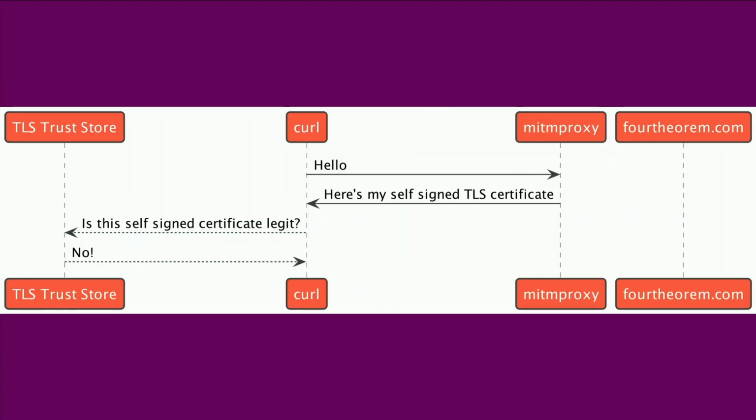Unfortunately, when you introduce mitmproxy as a man-in-the-middle, which is a thing TLS is explicitly designed to prevent, you make your request to the proxy, which gives back its own fake certificate. It's not for fourtheorem because it can't sign it, since it doesn't have the key. Curl goes back to the trust store and asks, is this a legit certificate from fourtheorem.com? The trust store says no, and curl just stops at that point and gives you a big error. So that's actually working as designed, but not as we want right now.